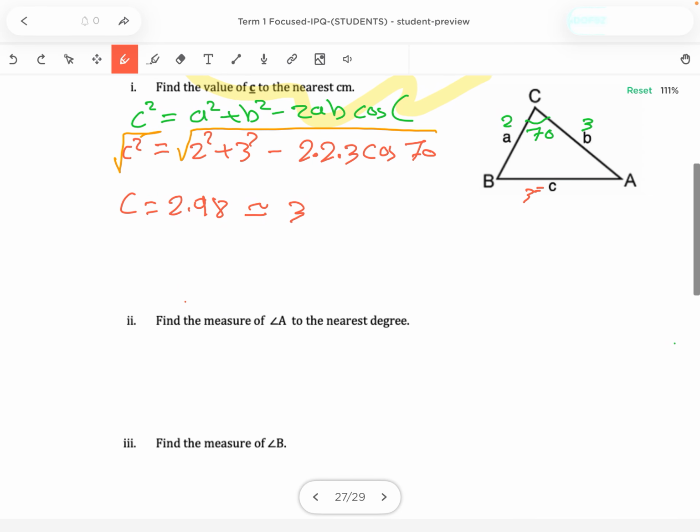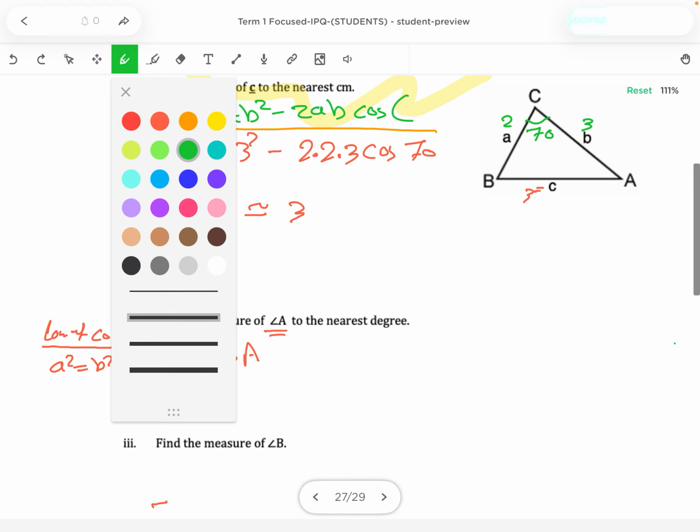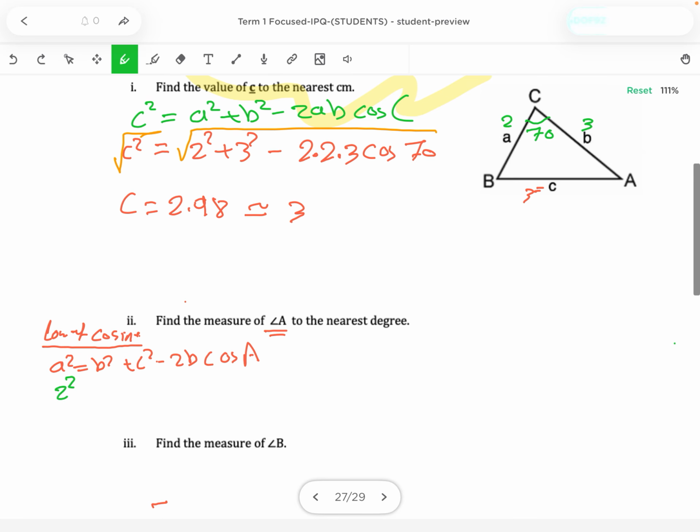We need the measure of angle A. I will solve it using two ways. I would use either law of cosine, and I will also solve it by using law of sine. And sometimes they give you a hint, but you can use the way that you prefer. They need A, so A squared equals B squared plus C squared minus 2BC cosine capital A, and let us replace. 2 squared equals 3 squared plus 3 squared minus 2 times 3 times 3 cosine capital A.